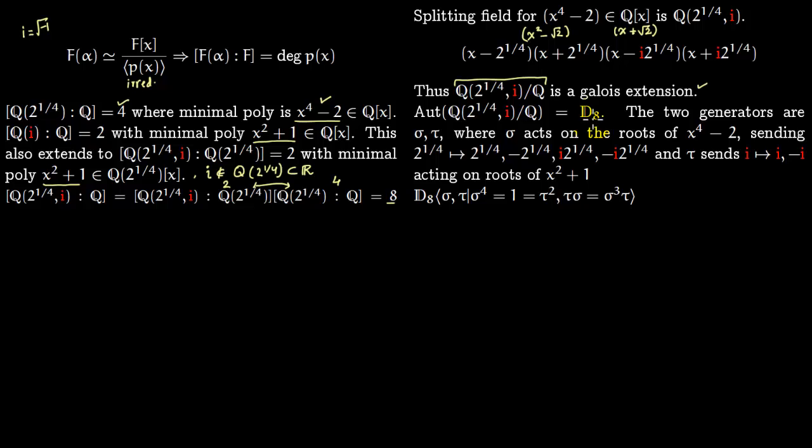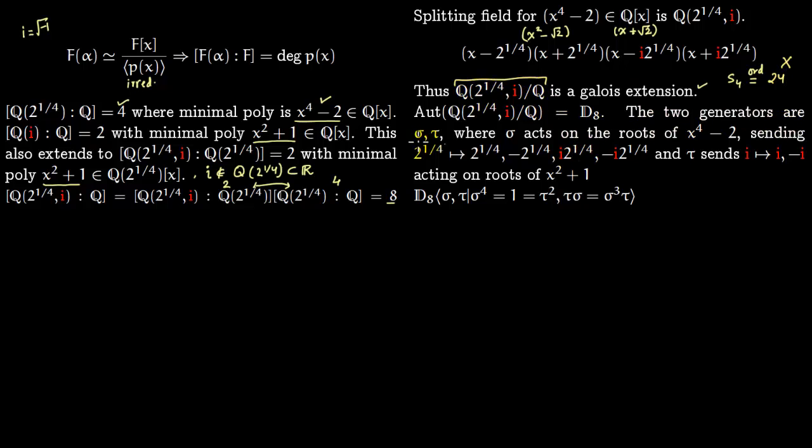Ideally we would like it to be S4, that is, there are 4 roots, so we should be able to permute them, and the order of this group is 24. So this is too big. Instead we have a much smaller group which is of order 8. That is because the generators here interact with each other. So S4 is not the Galois group for this extension.